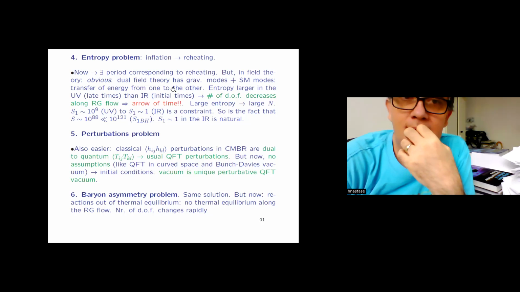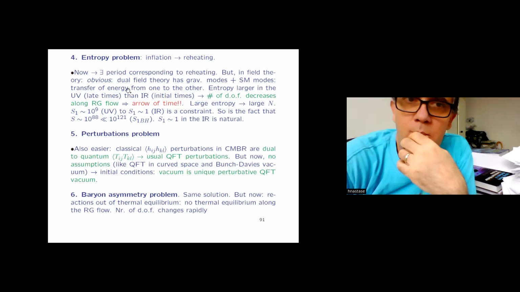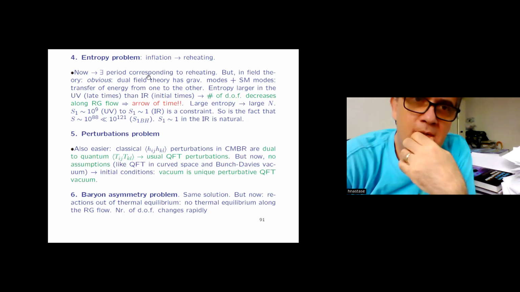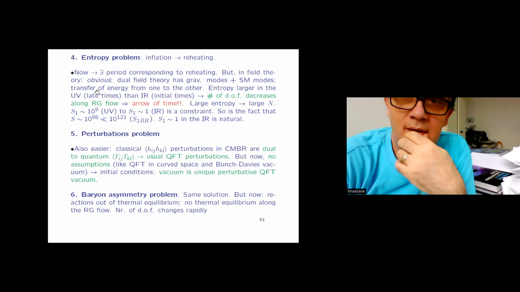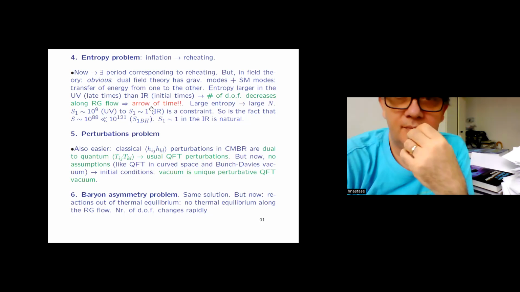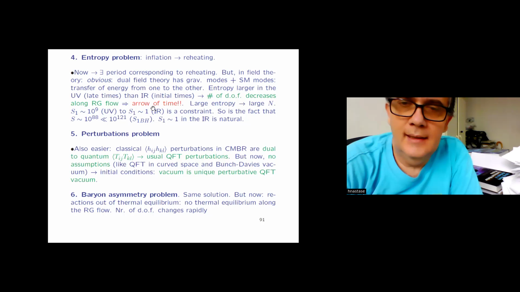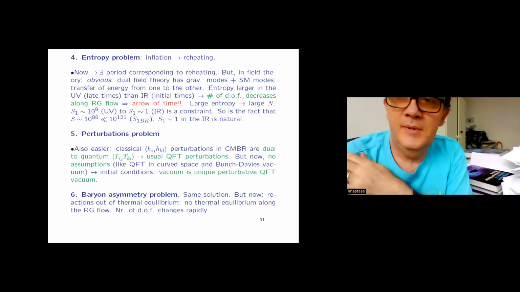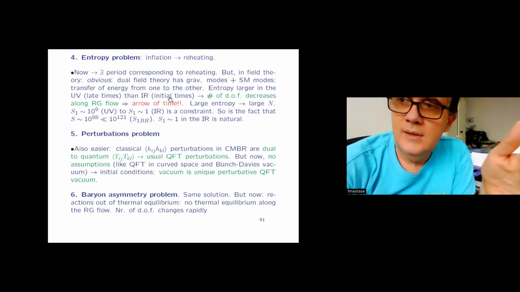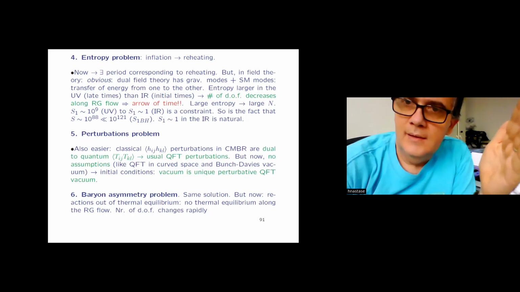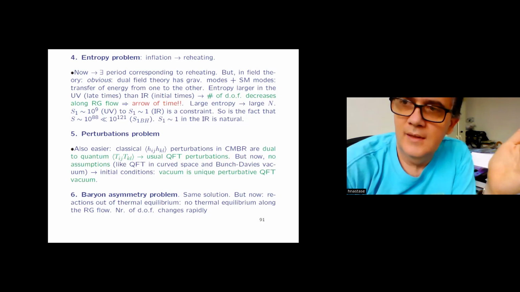And what corresponds to reheating is really a transfer of energy from one to the other, from these gravitational modes to these standard model modes. But in any case, the issue was, why do you see a very large increase in entropy? Well, remember that cosmological time evolution corresponds to inverse RG flow, right? So late times correspond to the UV and initial times correspond to the IR.